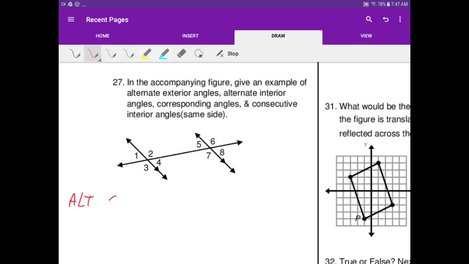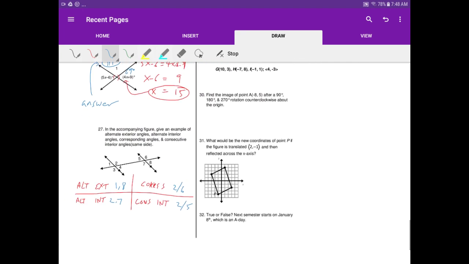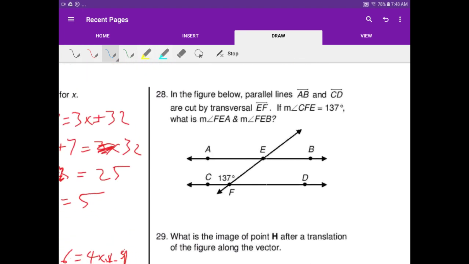Okay, alternate exterior, alternate interior, corresponding, and then consecutive interior. Alternate exterior, that's like 1 and 8. Alternate interior, 2 and 7. Corresponding, 2 and 6. And then consecutive interior, 2 and 5. I don't know why I switched to slashes. Just feel it. Ooh, almost done.